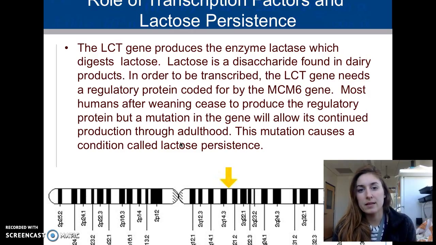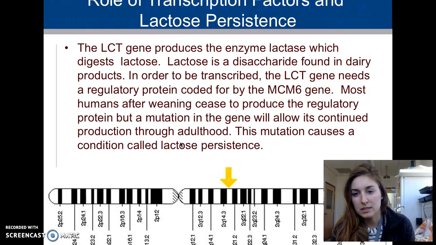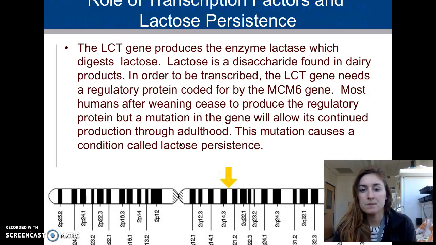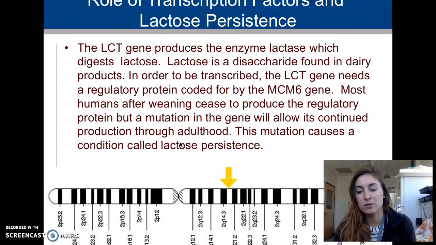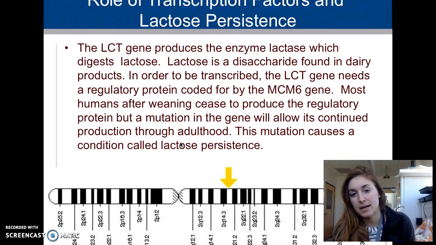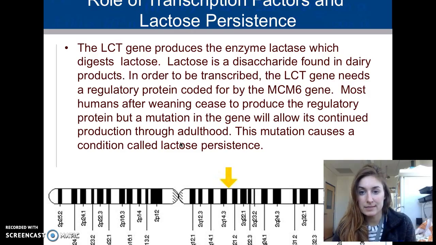For example, in lactose persistence, the LCT gene produces the enzyme lactase, which digests lactose, similar to, if we remember, the lac operon in prokaryotes. Lactose is found in dairy, and the LCT gene needs a regulatory protein, and so basically we have a protein that can bind to one of the control elements, which will either allow the gene to create the lactase, which is going to be the enzyme that digests lactose, or not.